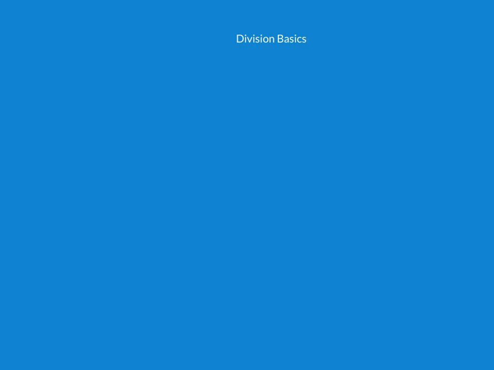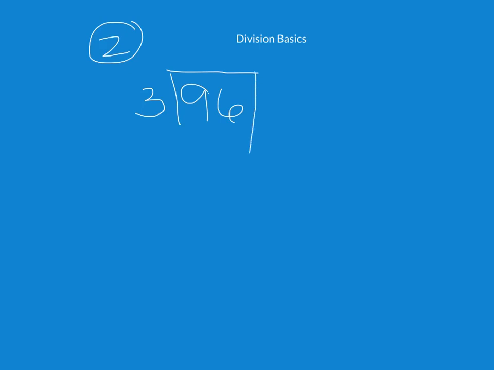Okay, this is problem number 2. And we are going to have 96 in all. And we want to split 96 into 3 equal groups. So off you go. Solve problem 2 on your sheet of paper. Stop the tape and then turn it back on when you're ready to see the answer. Okay, so we're going to split 96 into 3 equal groups.